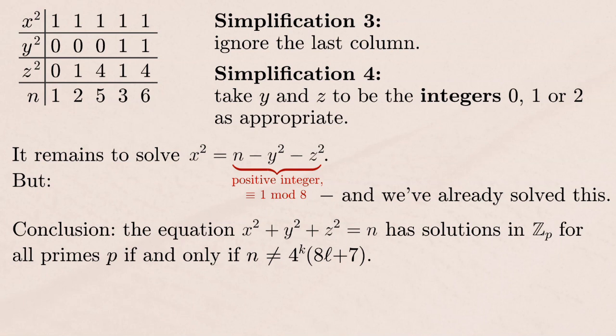But of course, our original question was over Z. Can we somehow use this p-adic information to retrieve information about our question over Z? We'll discuss that in the next video.